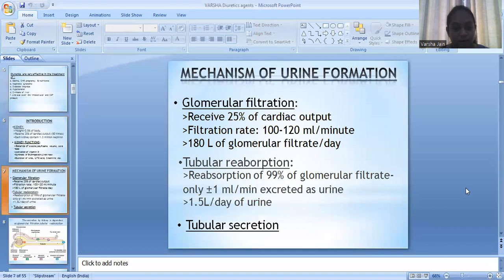Mechanism of urine formation: there are three mechanisms, glomerular filtration, tubular reabsorption, and tubular secretion. Glomerular filtration receives 25% of cardiac output. Filtration rate is 100 to 120 ml per minute, and 180 liters of glomerular filtrate per day. In tubular reabsorption, 99% of the glomerular filtrate is reabsorbed, so 1 ml per minute is excreted as urine, that is 1.5 liters per day.